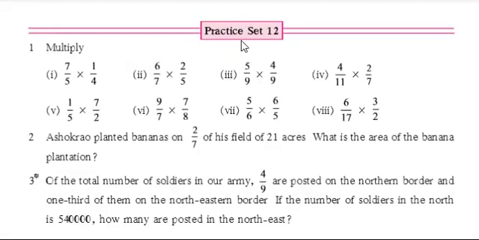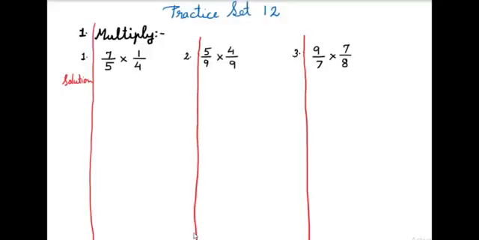Let us now begin with practice set 12, question 1, multiply. So our first sum is 7 upon 5 multiplied by 1 upon 4. So now let us solve this sum. Let us now begin with the first sum, that is 7 upon 5 multiplied by 1 upon 4.